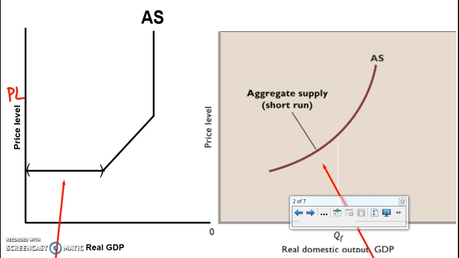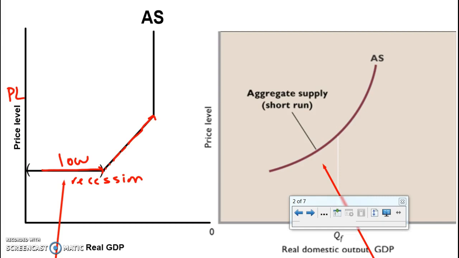But there are slightly different opinions about what happens. If you look at the one on the left, when we are at a really, really low output level, we can expand output without prices going up very much. So if you think about it, we're in a recession, lots of resources are being underutilized, and we can expand output without resource prices going up very much, so we wouldn't see a real increase in price level.